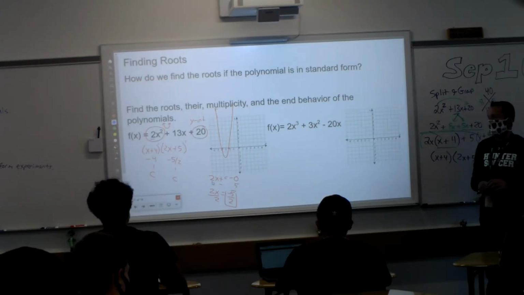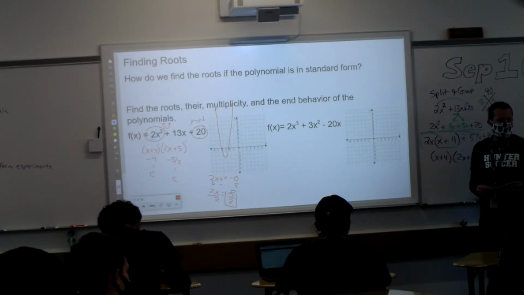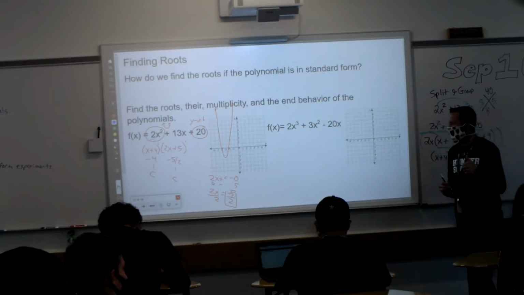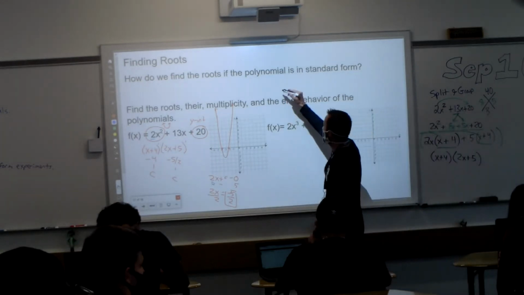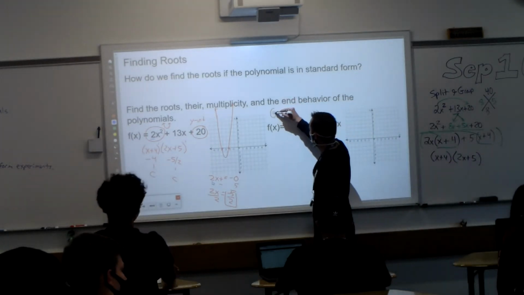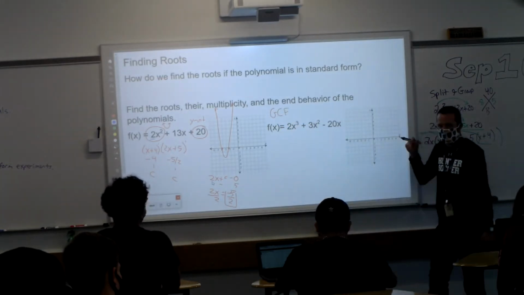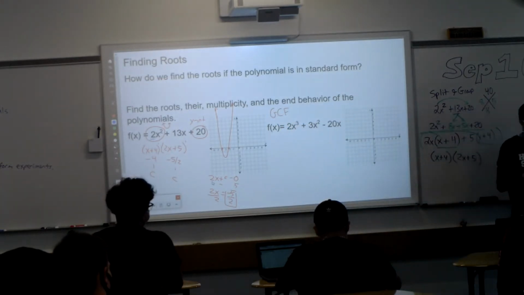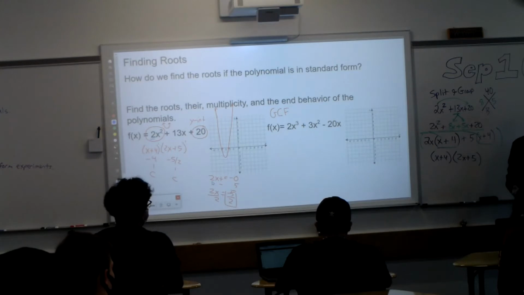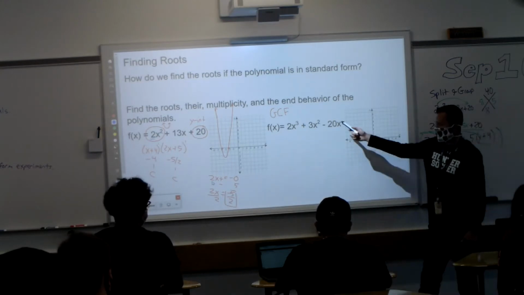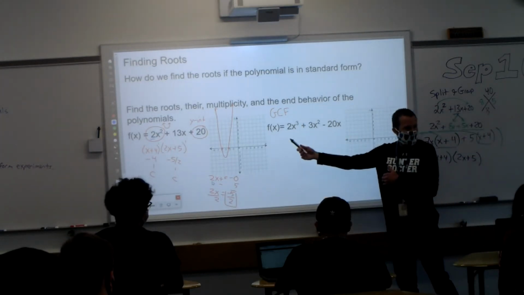2x cubed plus 3x squared minus 20x. One of the first things you always check for when you're doing any kind of factoring is the greatest common factor. Something that all the terms have in common that you can factor out. What would that be here? An x. You see how they all have an x? So we can factor that out, right?